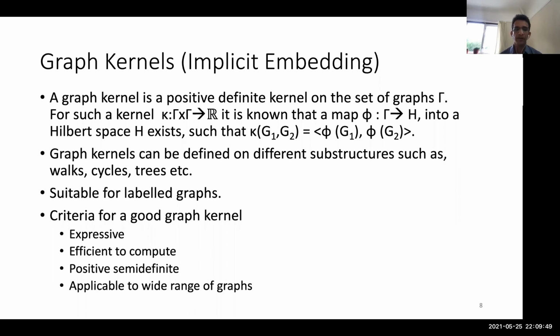For a good graph kernel, there are 4 different criteria that must be met. It should be expressive, it should be efficient to compute, it should be positive semi-definite, and it should be applicable to a wide range of graphs. In the last 2 decades, a number of different graph kernels have been proposed, but most of them suffer from a limitation: there exists a sort of trade-off between these criteria. Some are expressive, but they are not efficient to compute, and so on.